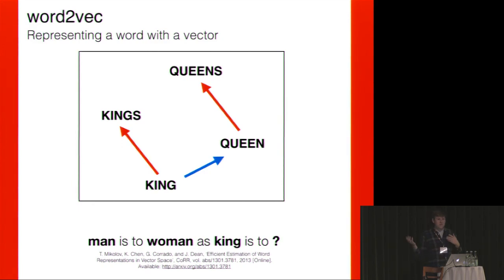And because it's just math, you can just manipulate this and even solve these puzzles. So you can ask the system, the word man is to woman as king is to what other word? And these are very simple intelligence test questions. So a lot of people got really excited about these techniques.